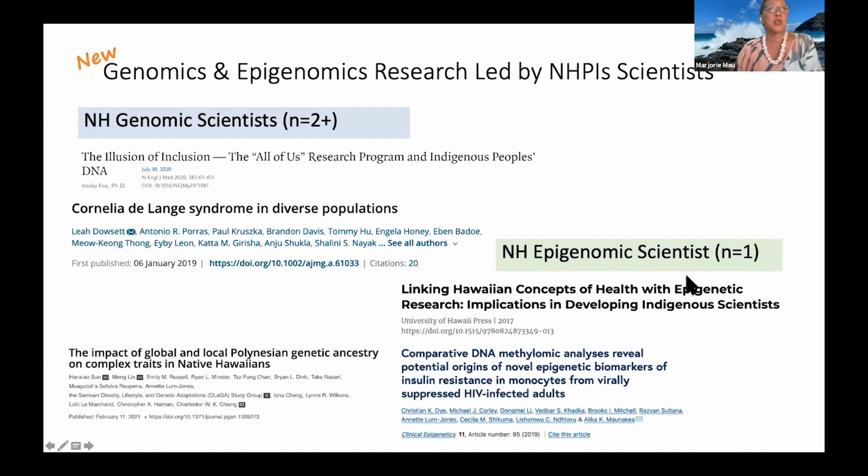We also have a Native Hawaiian epigenomic scientist. The first one, Dr. Alika Maunakea, has published some interesting work on the implications of developing Indigenous science in the field of epigenetic research. Recently published a paper on DNA methylomic analyses looking at epigenetic biomarkers, immunoepigenetic biomarkers of insulin resistance in monocytes. And this is a recent paper that many of you perhaps in the field know about, looking at the impact of global and local Polynesian genetic ancestry on complex traits in Native Hawaiians, coming out of the Cancer Research Center of Hawaii, the MEC cohort.